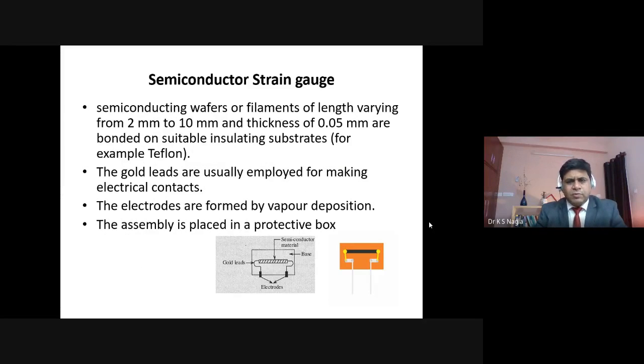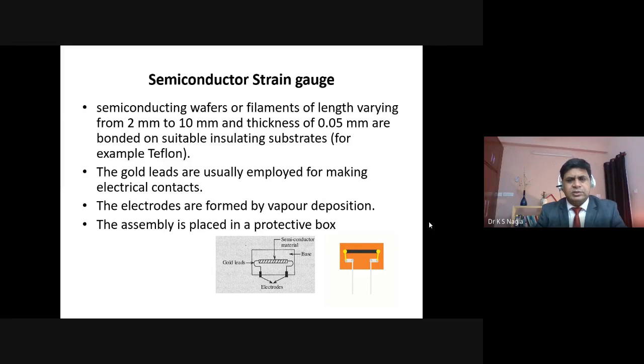Another form of the strain gauge is the semiconductor strain gauge, which is very sensitive. The semiconductor wafer or filament has a length varying from 2 millimeter to 10 millimeter and a thickness of about 0.05 millimeter, and is bonded on a suitable insulating substrate such as Teflon. Gold leads are usually employed for making the electrical contacts, and the electrodes are formed by vapor deposition.